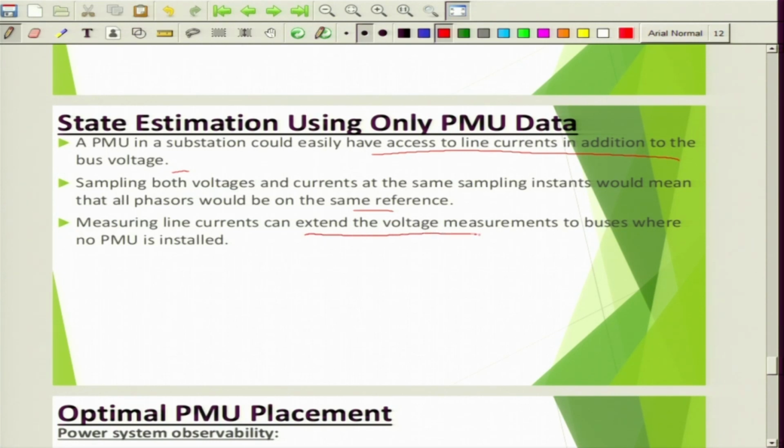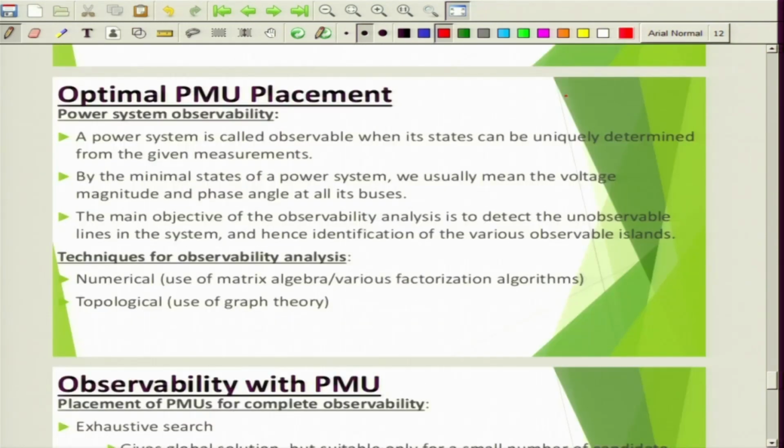Measuring line currents can extend the voltage measurements to buses where no PMU is installed. Some places where you have current measurement, you can try to obtain the voltage by just using the current measurement, because you know the line impedances, and the number of PMUs can also be reduced so that we can achieve the most economical operation.